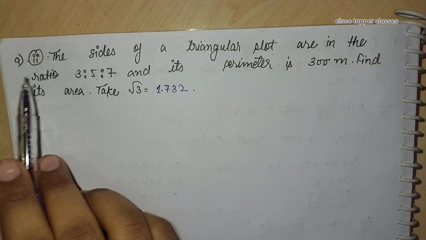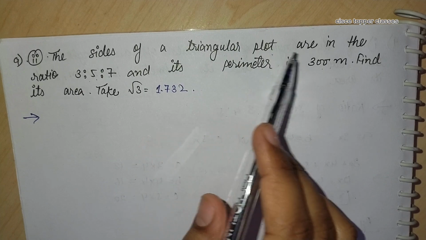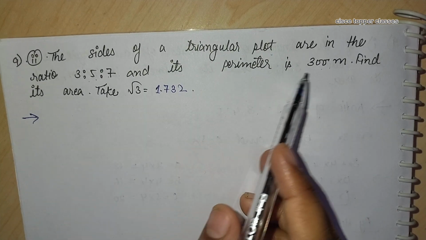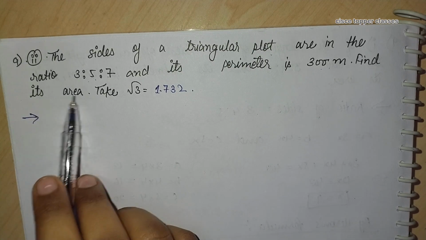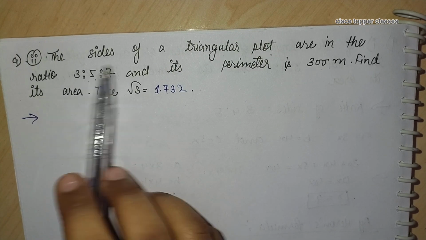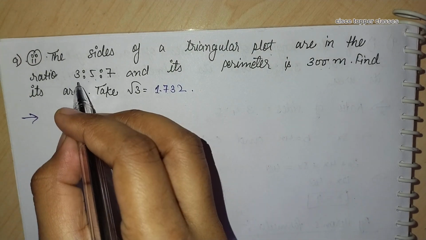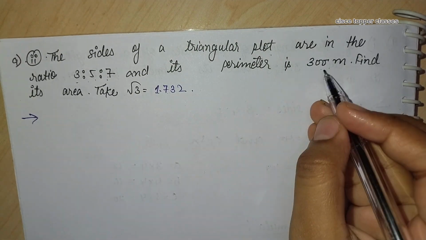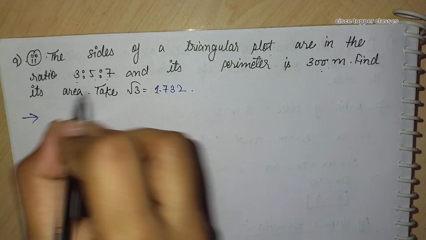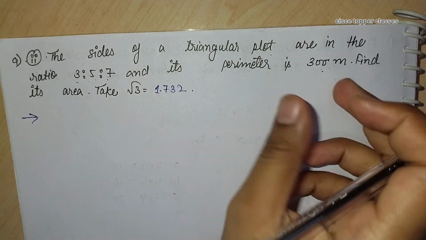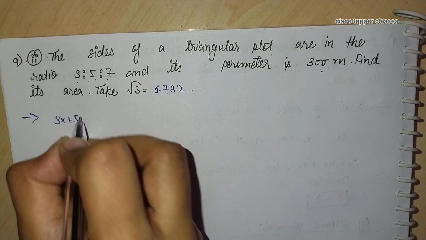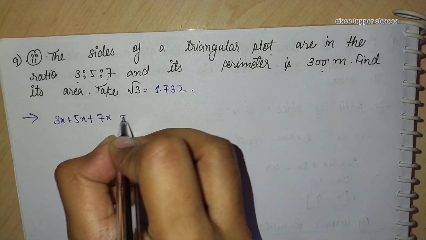Now let us solve here ninth second part. The sides of a triangular plot are in the ratio 3:5:7 and its perimeter is 300 meter. Find its area. Take under root 3 as 1.732. Here it is given that it is in this ratio and its perimeter is 300 meter. So we can simply say that the sum of all these sides is 300 meters. So we will let all the sides as 3x plus 5x plus 7x equal to 300.